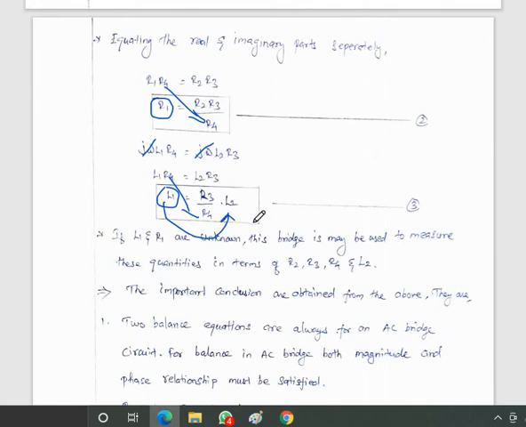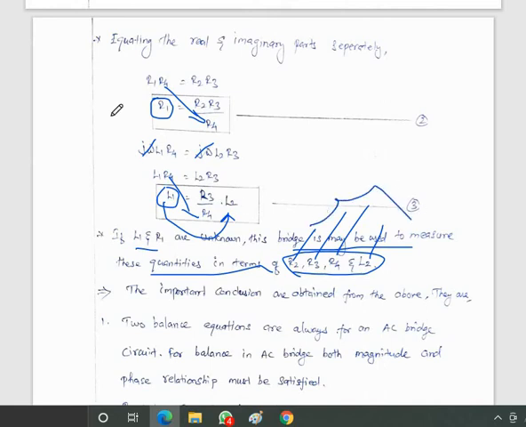So it can be found out with the comparison of L2, a known inductance value. Here L1 and R1 are the unknown values, and this bridge may be used to measure these quantities in terms of R2, R3, R4, L2. So we have R2, R3, R4 and L2 as known values. These are all the known parameters. We have to find out the unknown parameters, L1 and R1, the two unknown parameters.